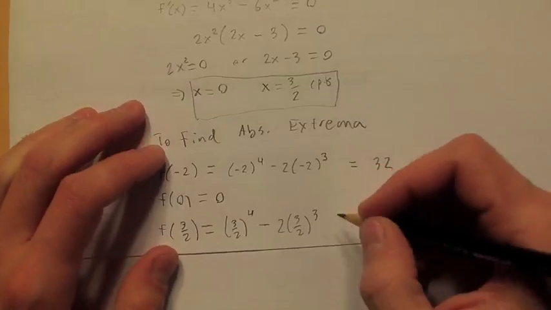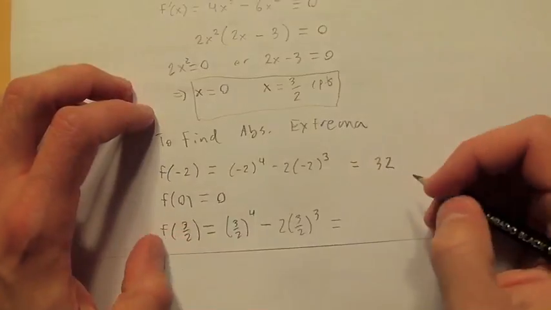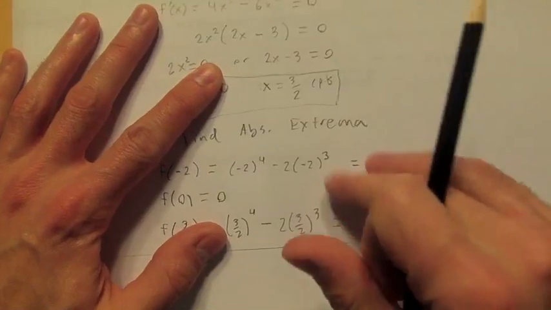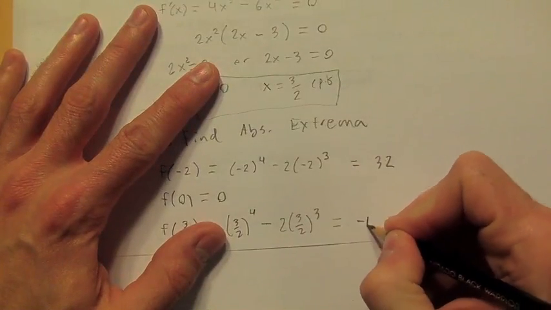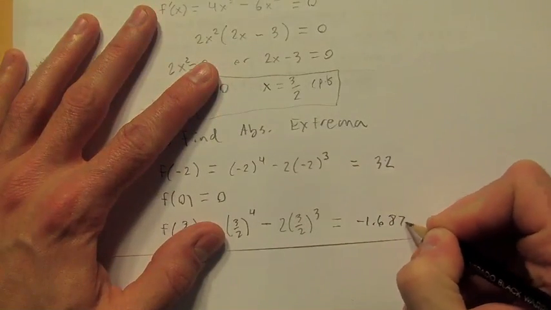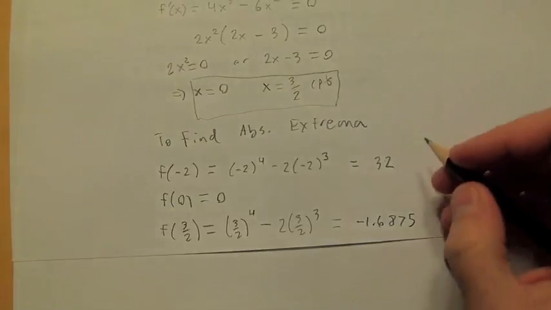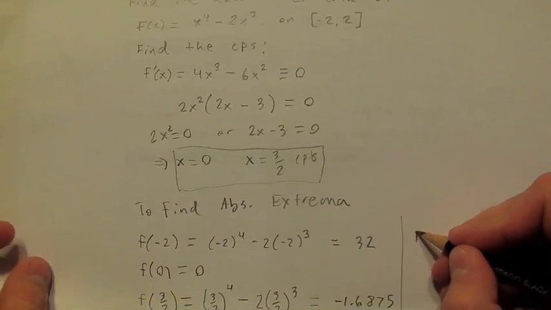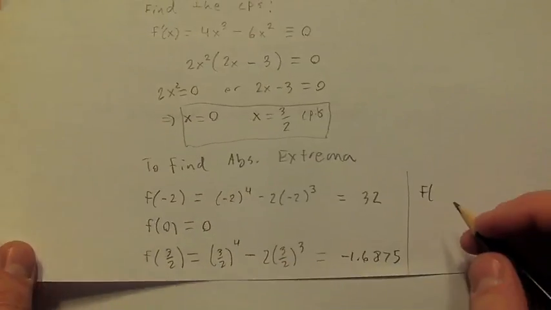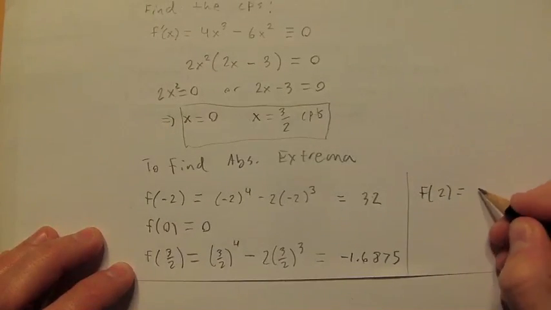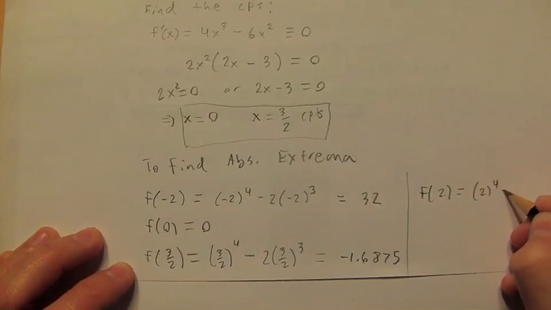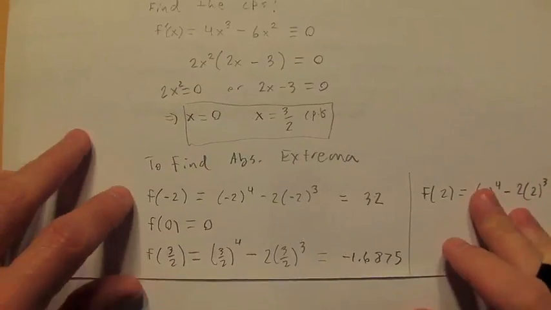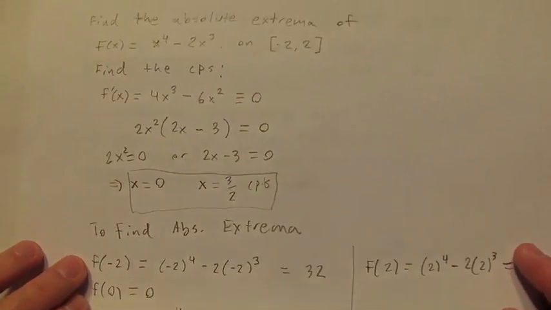Alright, so you get something messy. I got -27/16, or this is equal to -1.6875. And then finally, when you plug in f of +2, you'll get 2 to the 4th minus 2 times 2 cubed, which is going to be 0.